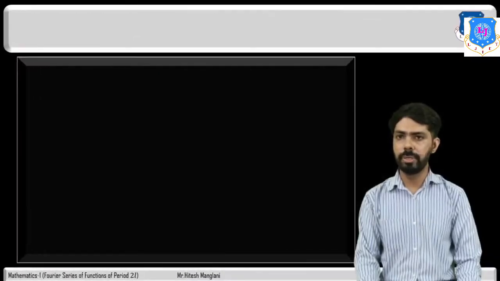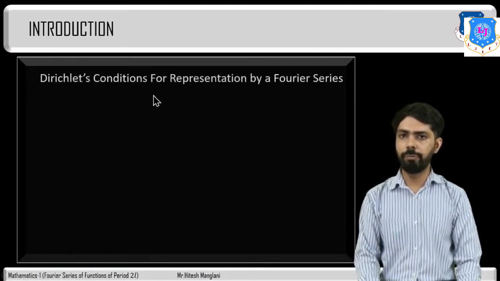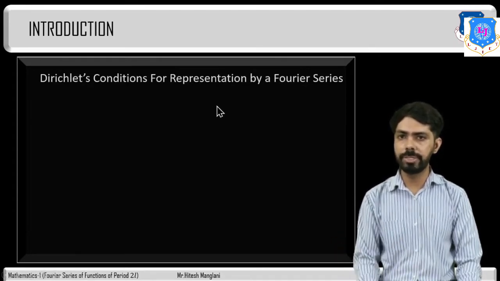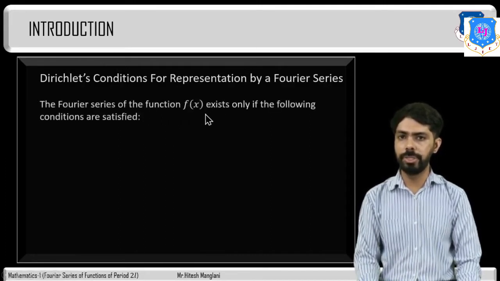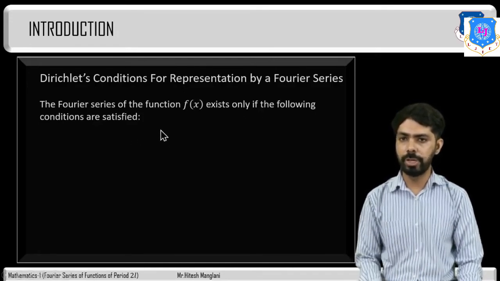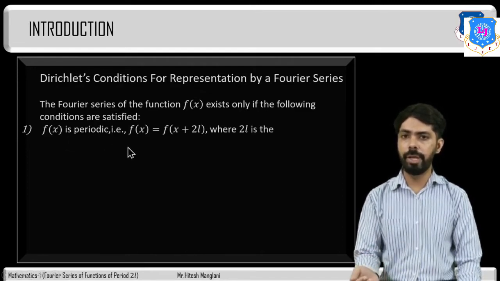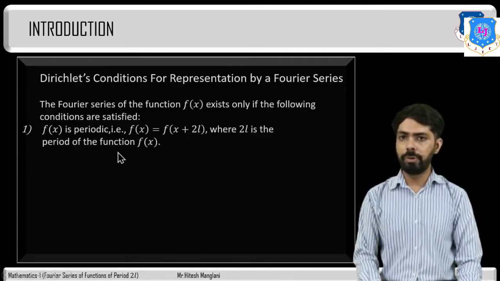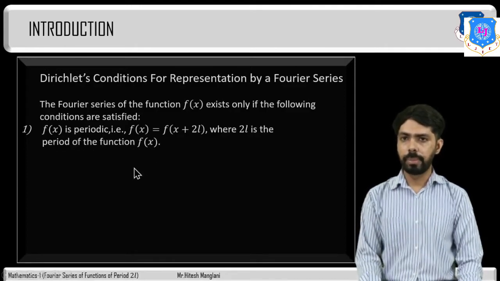Starting Fourier series, first of all we will discuss Dirichlet's conditions for representation by a Fourier series. So what are Dirichlet's conditions? The Fourier series of function f of x exists only if the following conditions are satisfied. First condition is f of x is periodic. That is, f of x is equal to f of x plus 2l, where 2l is the period of the function f of x. This is the first condition.